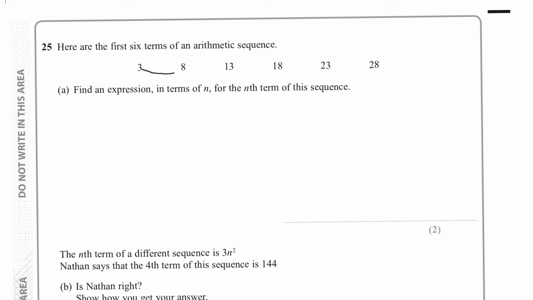To work out the nth term, the first thing is you want to work out the difference between each of the terms in the sequence. They all have a difference of plus 5 because they're all being added on by 5 each time. That difference that's the same tells us what number is multiplied by n. So it will be 5n.